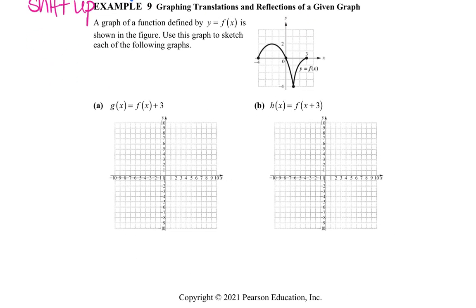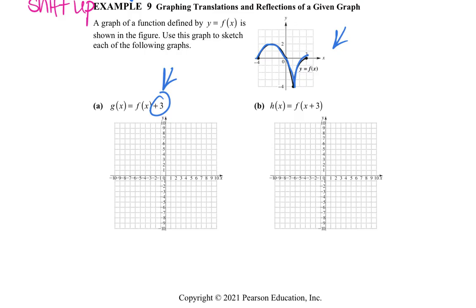All right, here we have graphing translations and reflections on a given graph. So we're going to take this image here and we're going to do this to it. And we don't need to even know what the equation is. I just know that whatever the equation is that gave me this picture, I'm just going to add 3 to all of those points and regraph it.